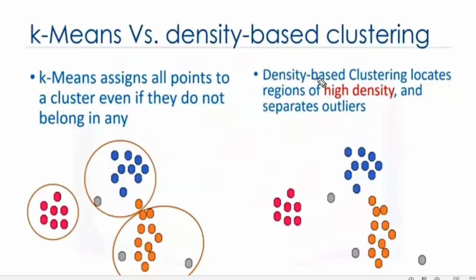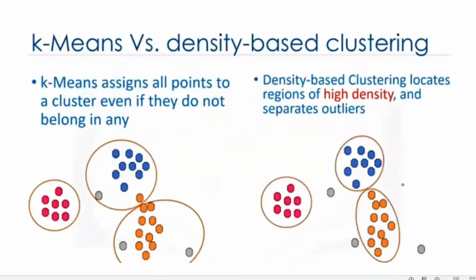Whereas in density-based clustering, if a point does not belong to any of the classes, it is going to leave it as it is. The outliers will be left out as they are. It is something unique, so it will be left as it is and not kept inside these clusters. That is the major difference between K-means and density-based.